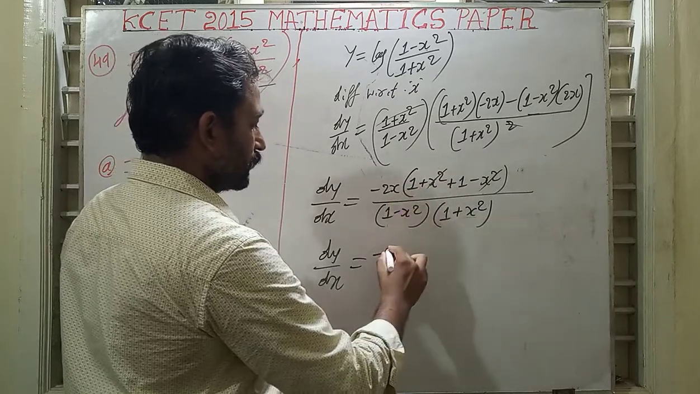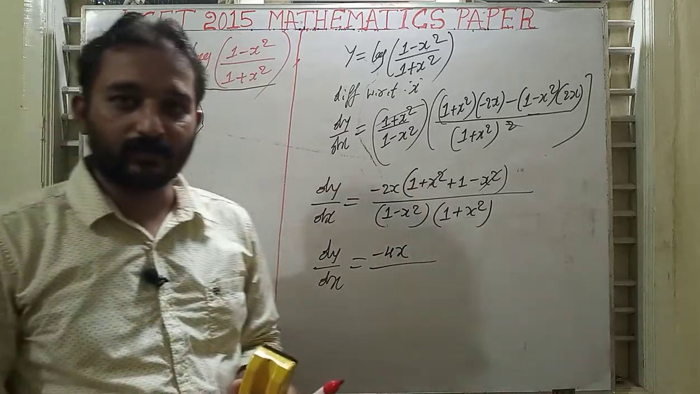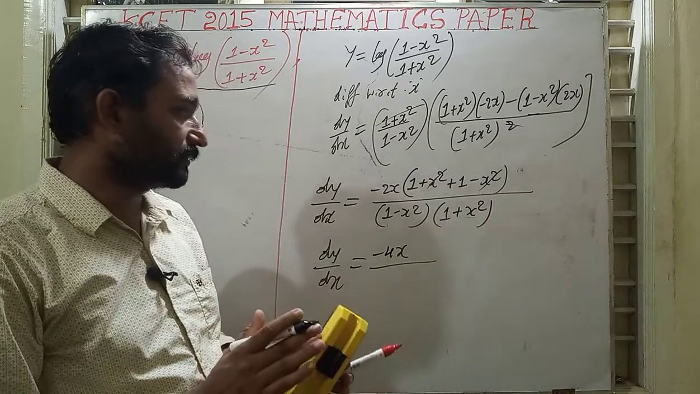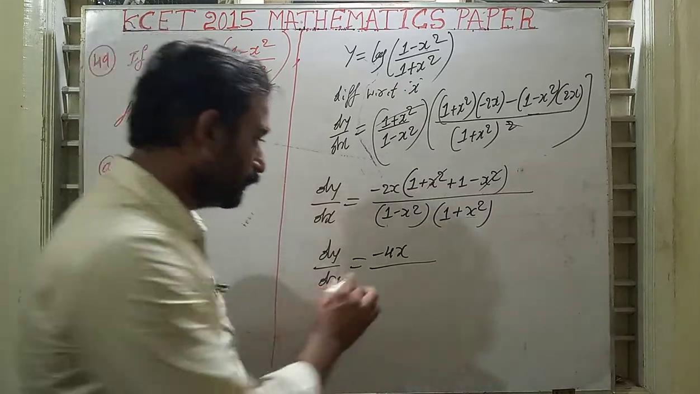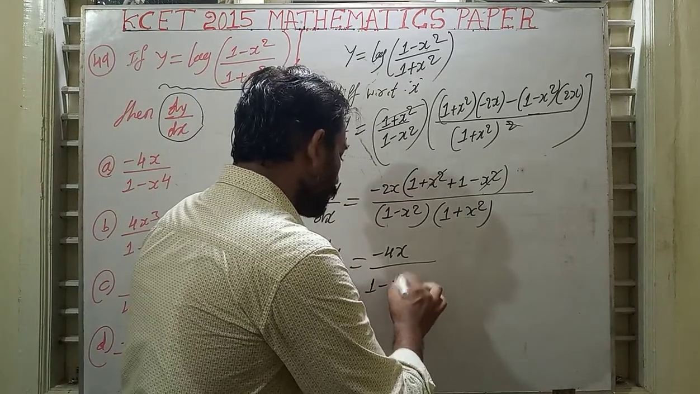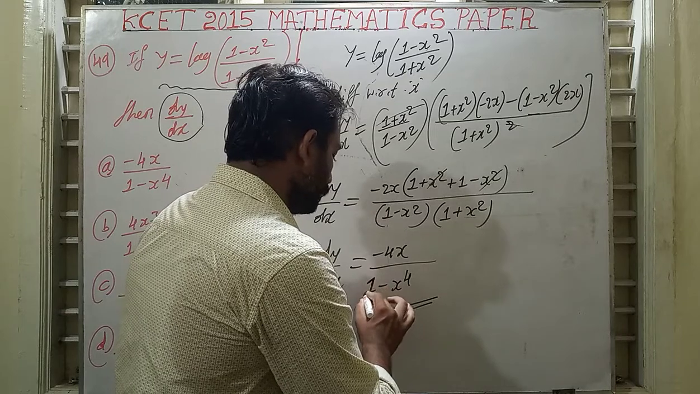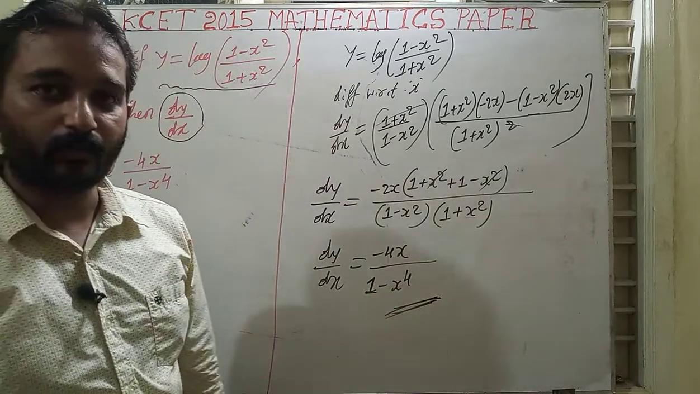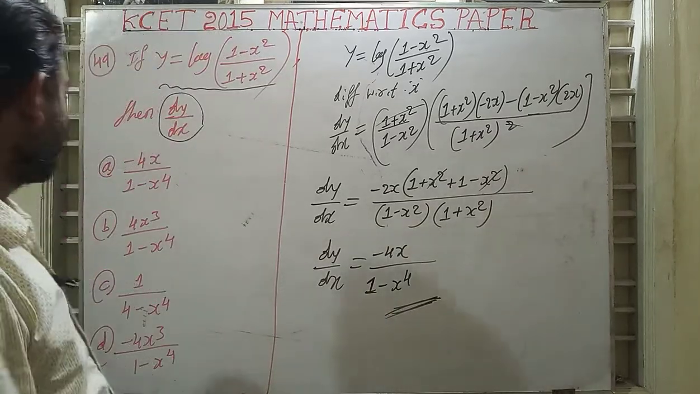So 2 plus 2 is 4, giving minus 4x divided by, using the formula (a minus b) into (a plus b), what does it become? a square minus b square. In the place of a, 1 is there, in the place of b, x square is there. It can be written as (1 minus x square) whole square, nothing but x to the power of 4. So it is a good answer. Minus 4x divided by 1 minus x to the power of 4. So which option is correct? Option A is correct. Good answer.